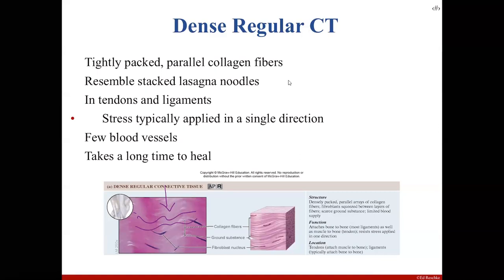They don't have a lot of blood vessels. So if you ever hear about somebody having a tendon or a ligament tear, right, it takes a long time for them to heal. It's because they don't have a blood supply. Okay, so they're holding things together. They're always going in the same direction. So if somebody turns it, it could separate and kind of get pulled apart.